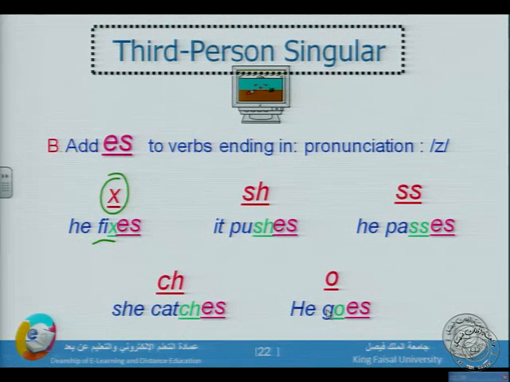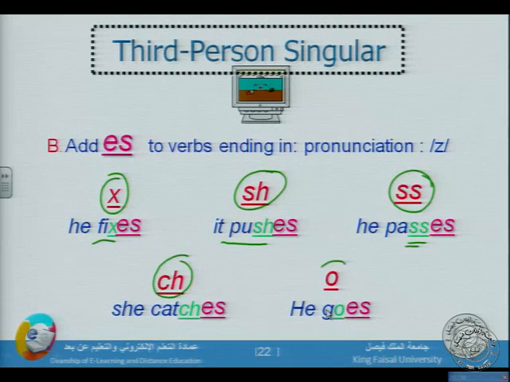نحكي he fixes. هنا نفس الشيء push إذا انتهت في SH so we add ES. It pushes. He passes إذا انتهت في double S أو إذا انتهت في CH أو O. نحكي he catches. هذا المثال اللي كان قبل شوي he catches أضفنا ال ES لأنه انتهت الكلمة في CH و he goes لأنه فيها O نضيف إلها ES. So we add ES to verbs ending in X, SH, double S, CH, O.